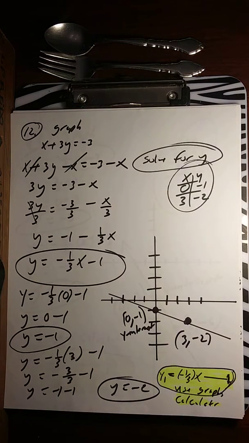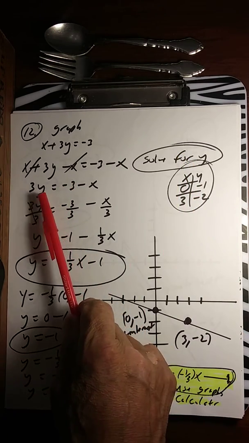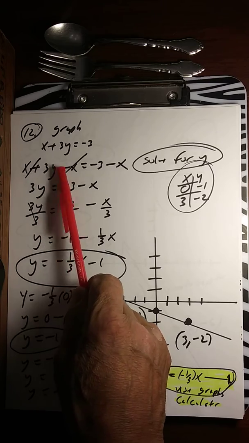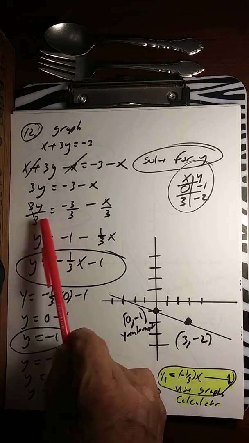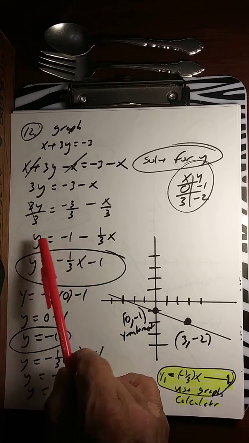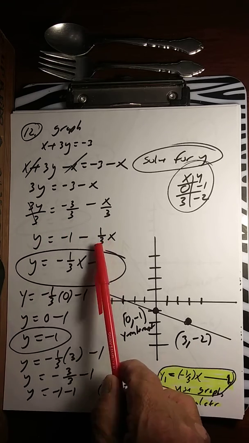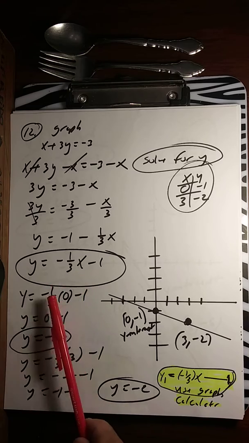Number 11. Solve for y first. So minus x, we have 3y equals -3 minus x. Divide by 3, by 3, by 3. So we have y equals -1 minus 1/3 x. Flip it like this. Now I'll put some numbers in there.